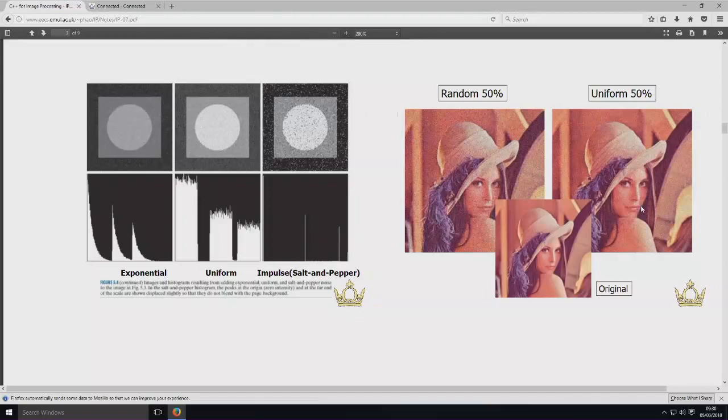And here's a color image. Randomly, this part is a uniform distribution, this part is Gaussian noise, and here's the original image without noise. So you can see the noise in the image. For such color images, we have the color of the pixel values, but the color of the noise is in the frequency domain.